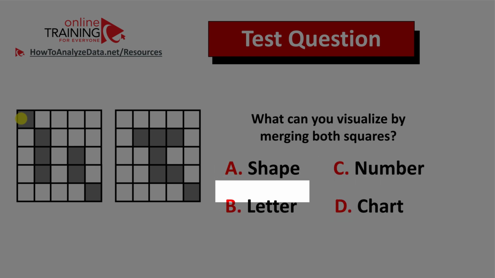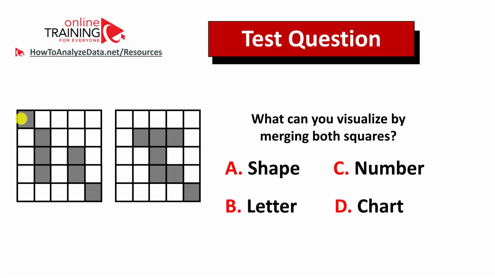Choice A, shape. Choice B, letter. Choice C, number, and choice D, chart. Do you see the answer? Give yourself 10 to 15 seconds. Maybe pause this video to see if you can come up with the answer on your own.